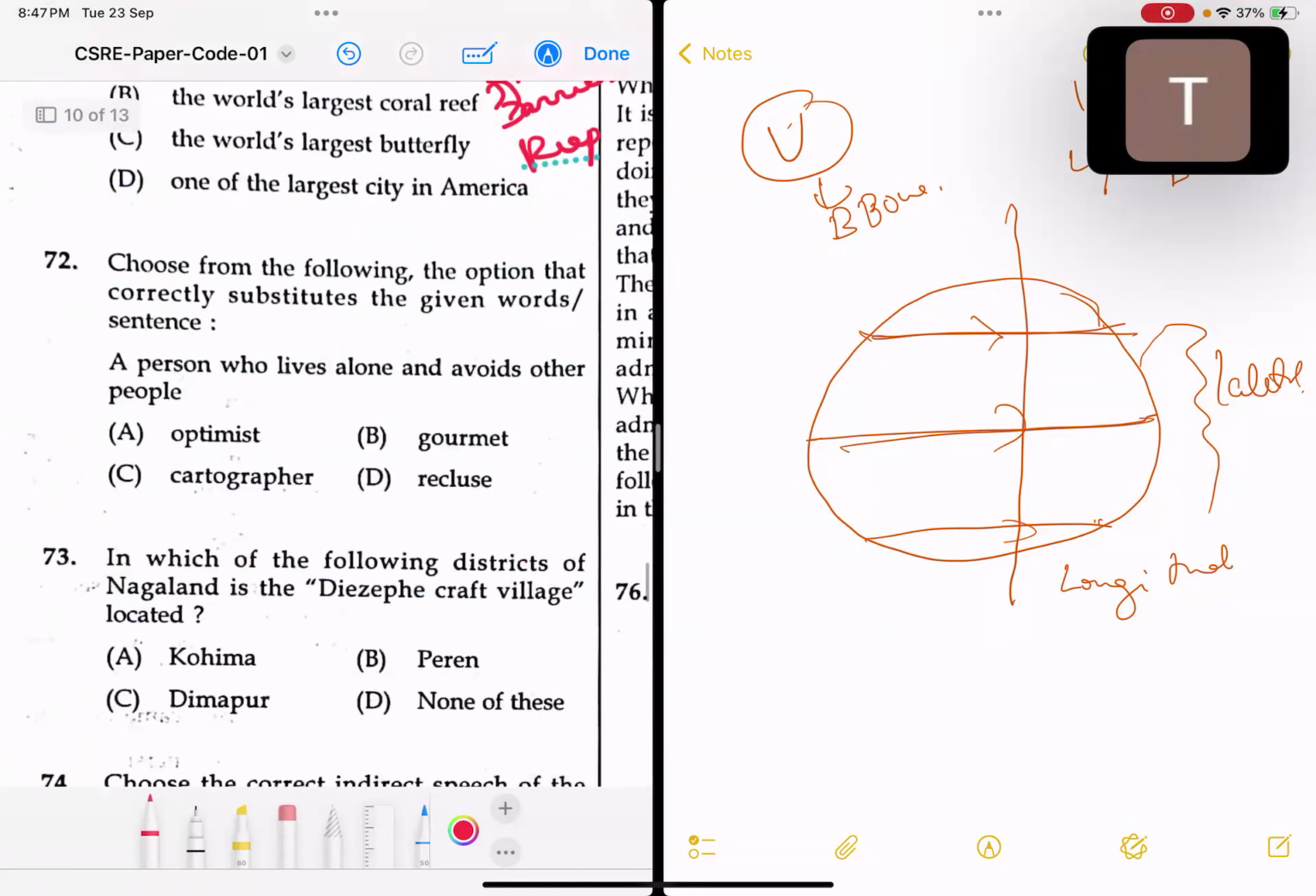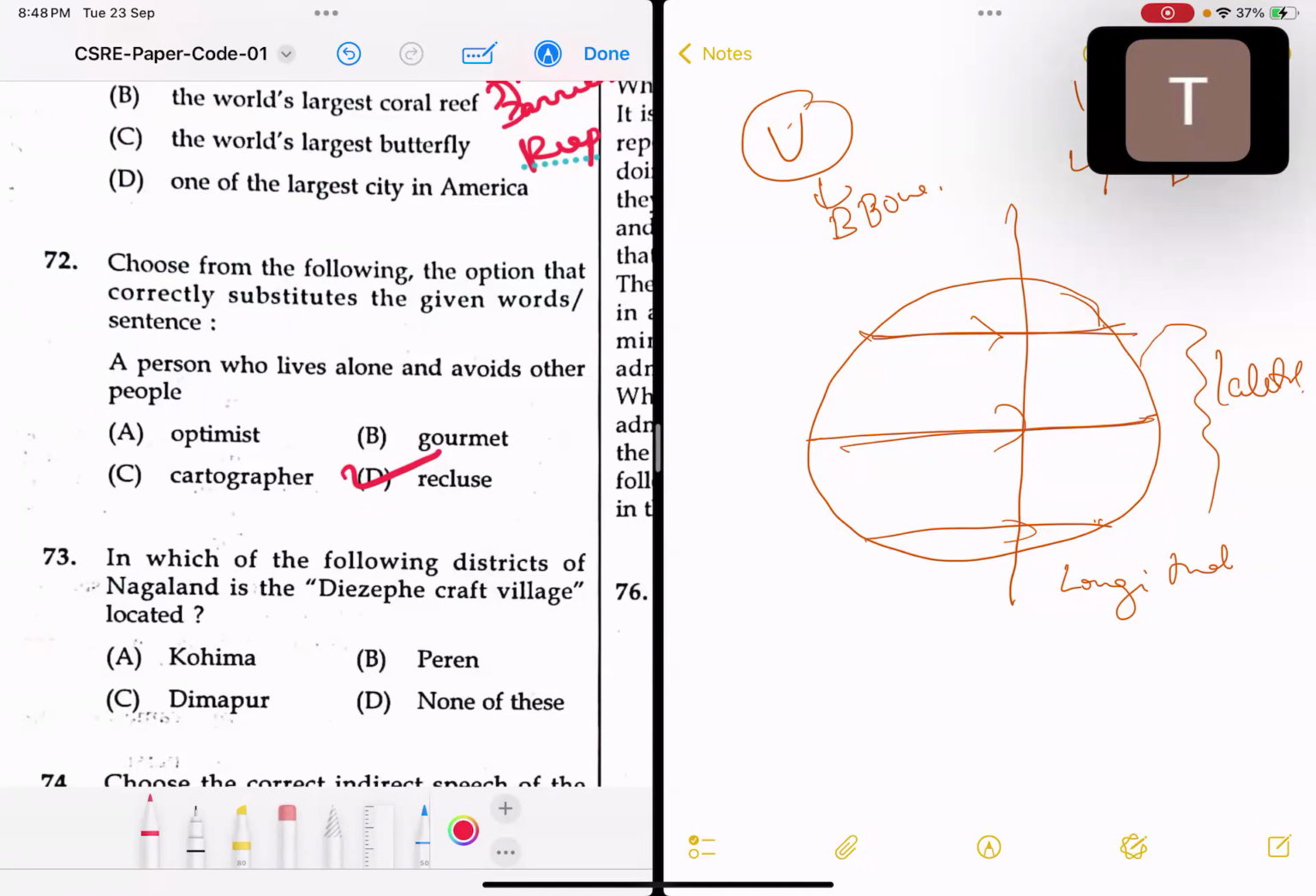Question number 72. Choose from the following the option that correctly substitutes the given words or sentence. A person who lives alone and avoids other people. So if you know the word recluse refers to a person who lives alone and avoids other people, okay?